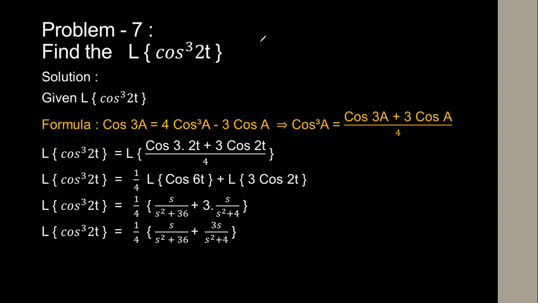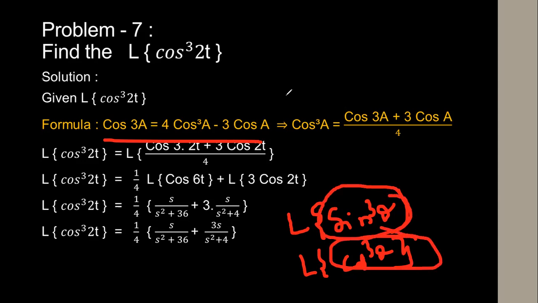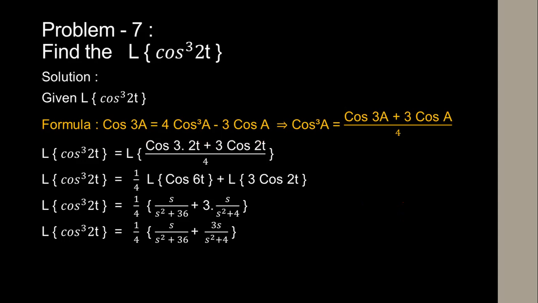So this is the way you have to simplify the Laplace transform for the cubic function. That is, if you have sin cube theta or Laplace transform of cos cube theta, we have to use the cos 3a or sin 3a formulas in order to simplify and get the sin cube theta formula or cos cube theta formula. Okay, right. So this is the way you have to simplify.